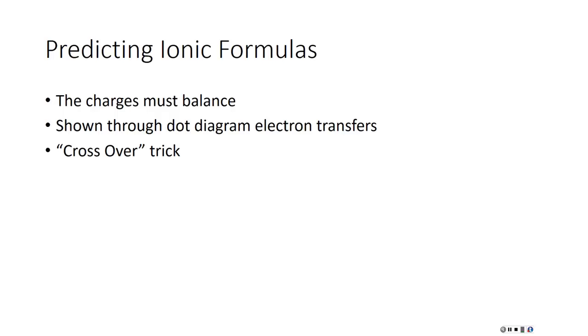Okay. Anyone feeling brave and want to share what they got for an answer? No? Oh, okay. So gallium has plus three, and sulfur has minus two. The crossover would be gallium 2 and sulfur 3. Yep. Gallium 2, sulfur 3. Perfect. Questions about that?